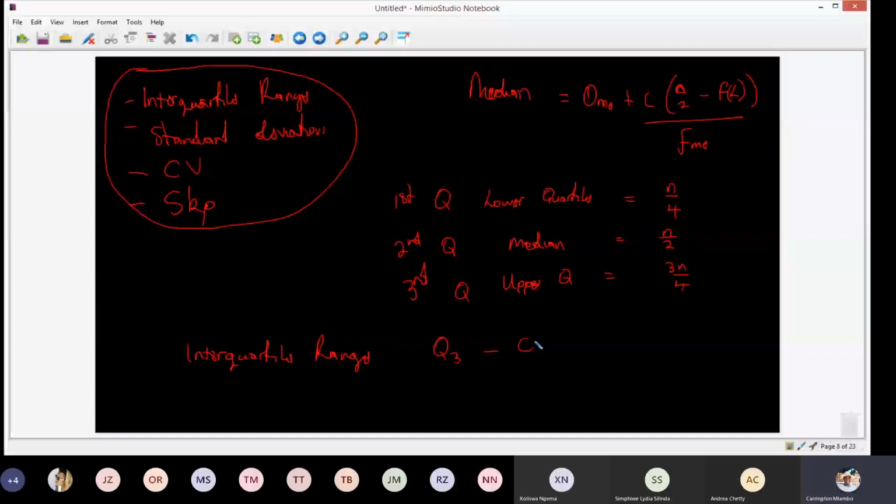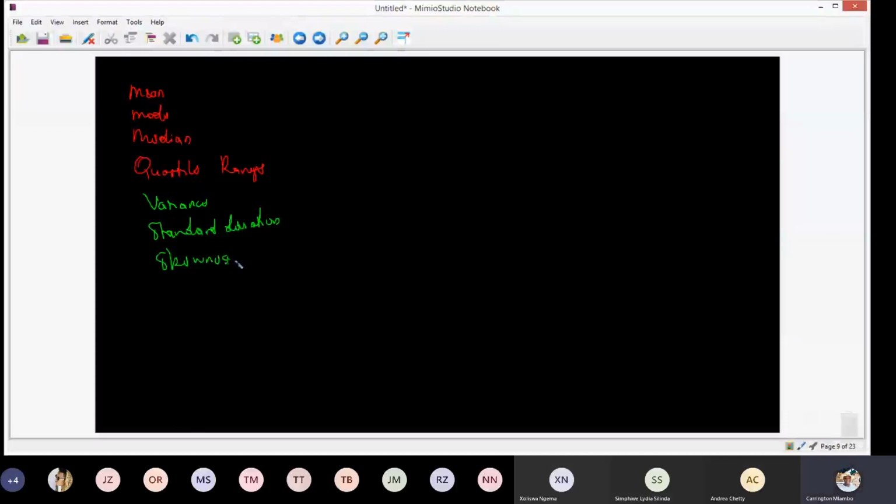So just to close, we did how to calculate the mean, the mode, the median. Then you find the quartiles, the quartile range. Then next week we'll start there. Then we also calculate our variance. We calculate our standard deviation. We calculate the skewness. Right, from next week we finish up this, then I'll give you work to cover.